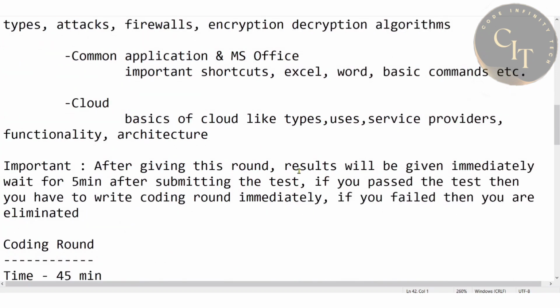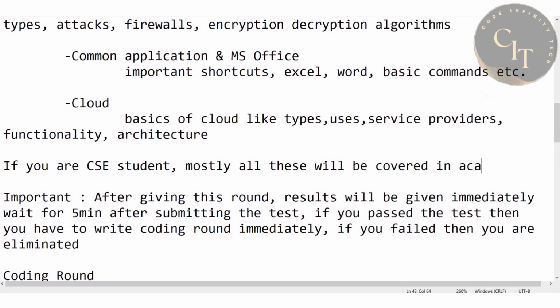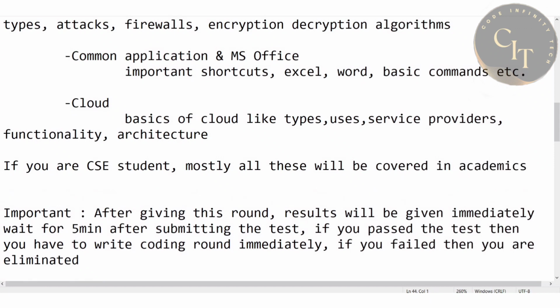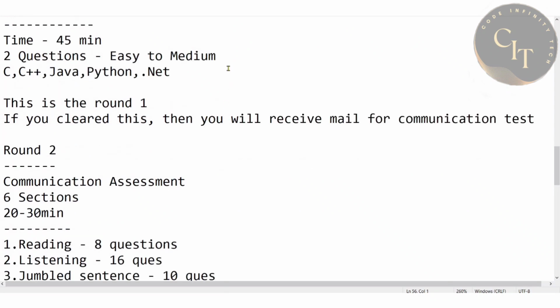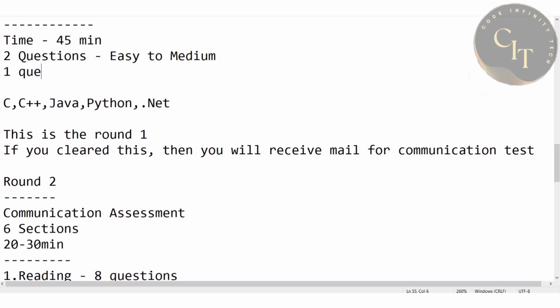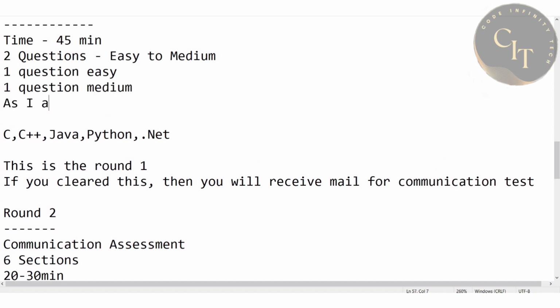Architecture and functionality, so the fundamentals of the cloud. These are also subjects for CS students. If you are a computer science student, all these topics will already be covered in your academics till now. Once you brush up those basic things, you can easily qualify this round. And if you are a non-CS student, you can also learn them quickly because they are only fundamentals, so you can learn them easily through the internet. But I am saying that CS students have an advantage because these are already covered in their academic subjects.